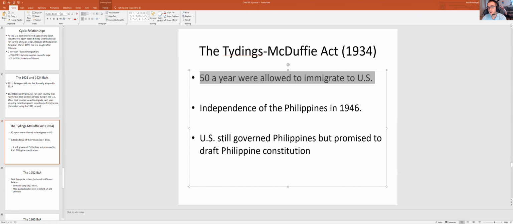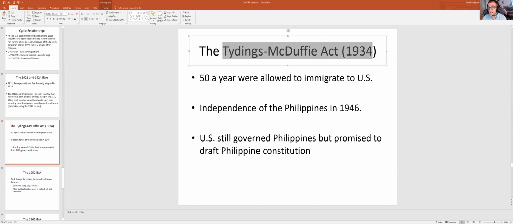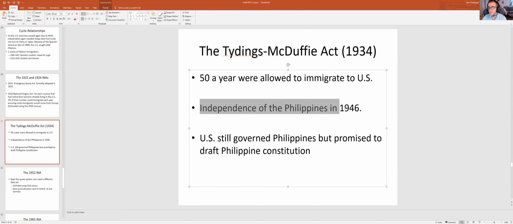the U.S. government at the time argued that there were too many Filipinos in the U.S. and they were taking too many jobs, and so they drafted this act, the Tydings-McDuffie Act, in 1934, and they said, okay, only 50 Filipinos can immigrate to the U.S. per year. That's the size of this class online. But in addition, excuse me, it was 1941. The independence of the Philippines in 1941, right?